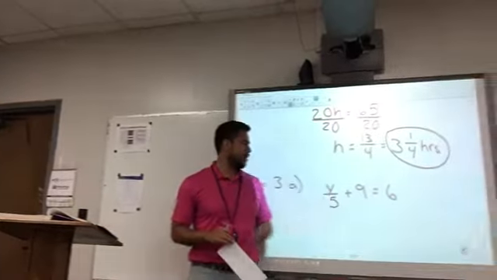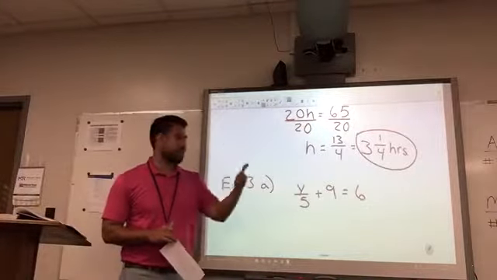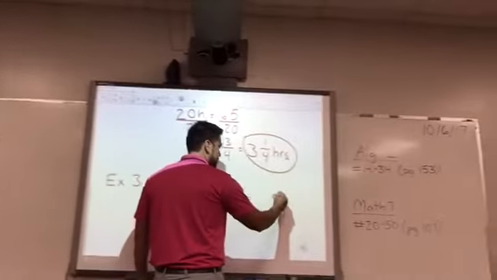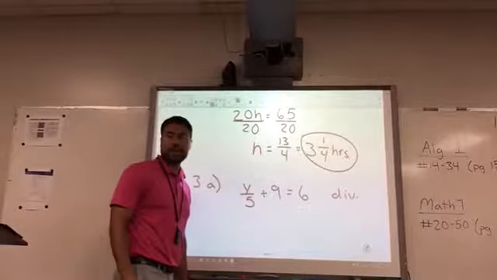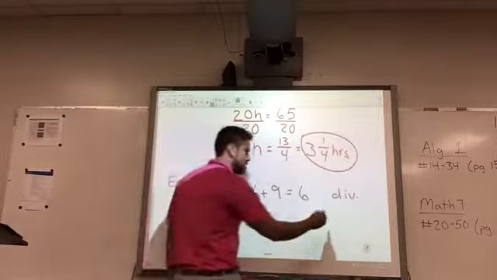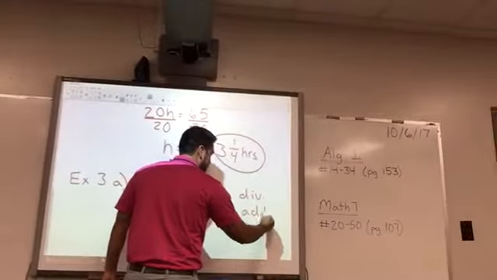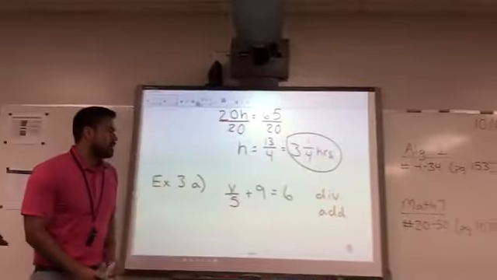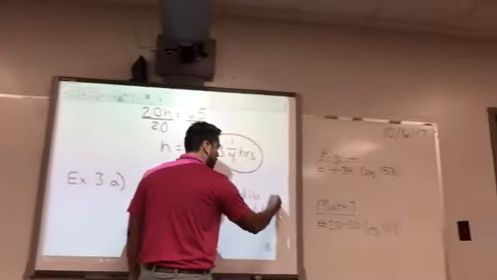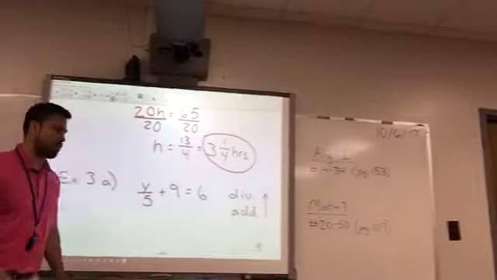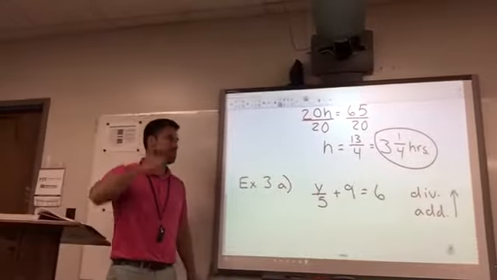James, do you know what's happening to y? Divided by 5, so it's being divided. And then what else is happening to it next? It's being added. Okay? We're going to have to undo that. So to undo that, we're going to work backwards. We're going to start with getting rid of the adding, and then get rid of the division.